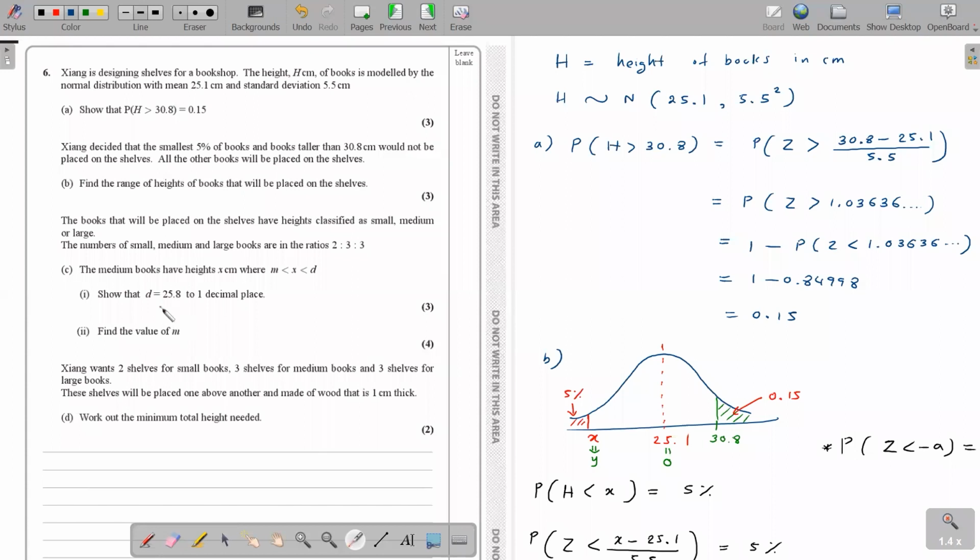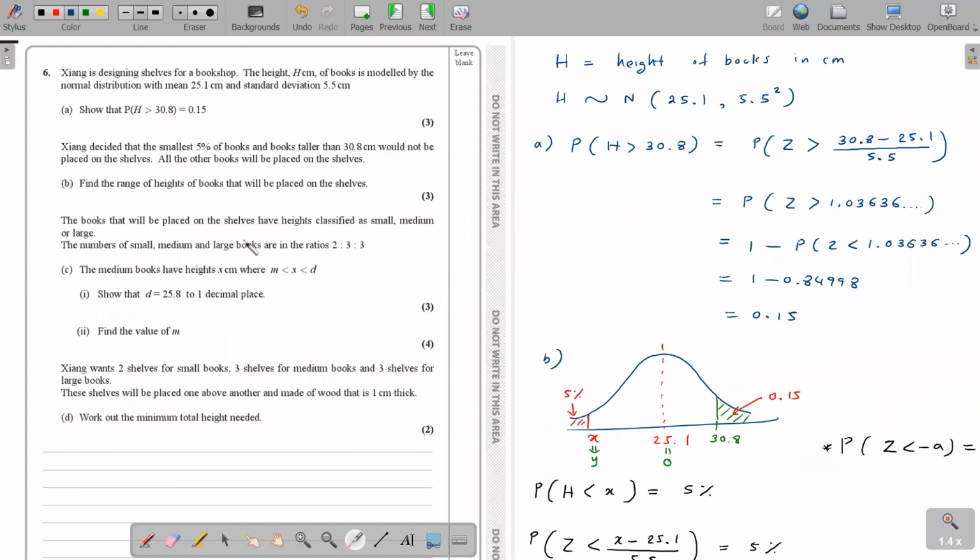Okay, let's move on to the next part. The books that will be placed on the shelves have heights classified as small, medium, or large. Do you see what's happening here now? You all saw that we removed the smallest 5% of the books and the tallest 15% of the books. So what range of books were placed on the shelves? Larger than 16.1 and lesser than 30.8. So these are the books that go on the shelf.